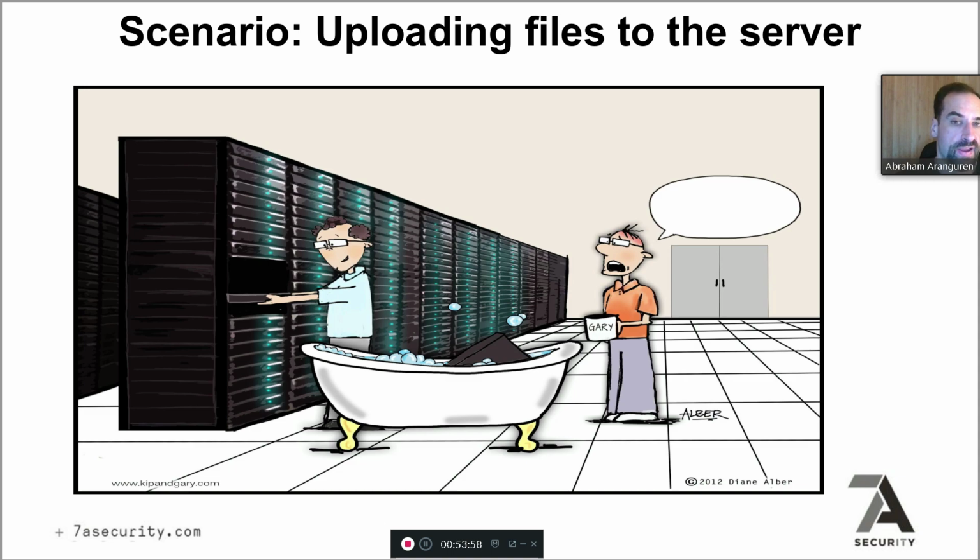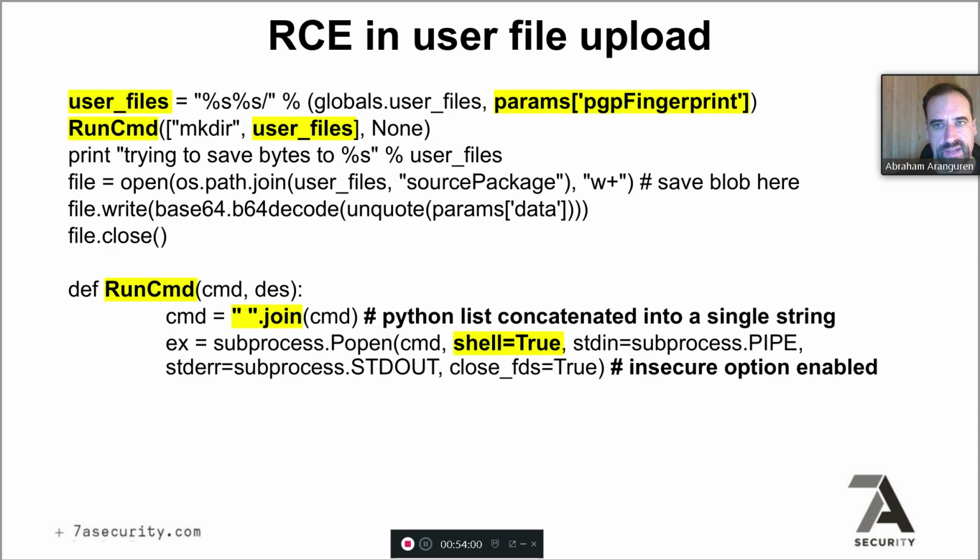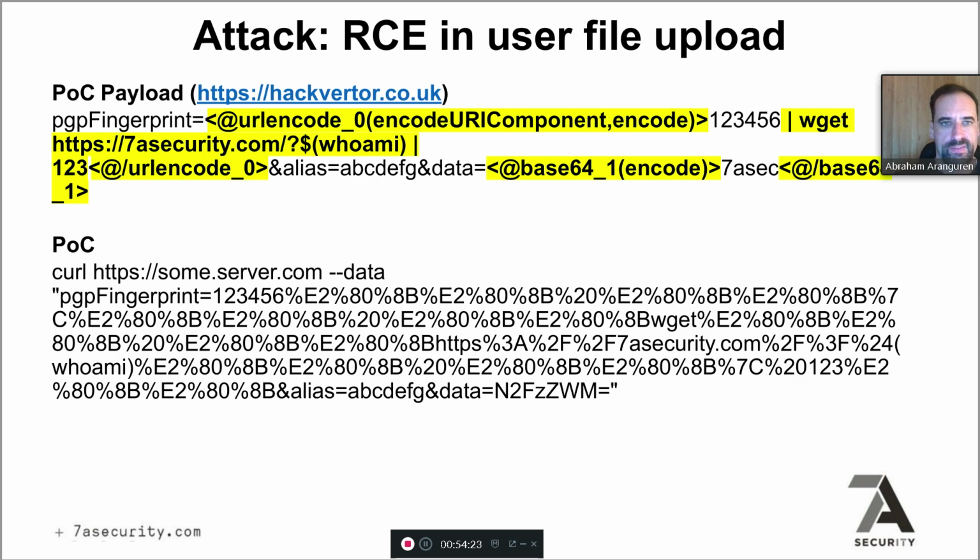Then uploading files to the server, another interesting scenario. This was an application managing PGP fingerprints, so it's running a command, and this is how it's running the command. It's basically joining the command here. It's using shell=True, which is not recommended in the Python documentation. And basically this is being run in there, right? So this is the curl request with the encoded payload, but you can just use the pipe character to run any command you want, like wget, whatever.